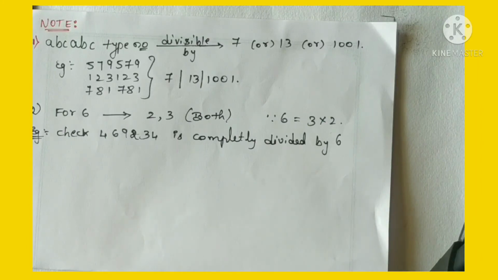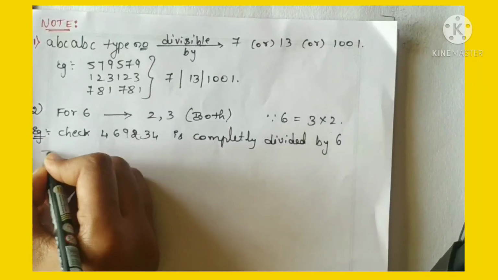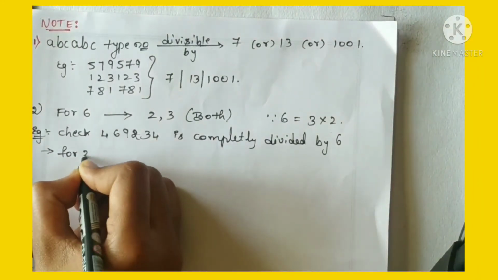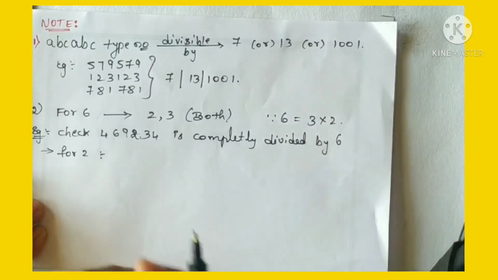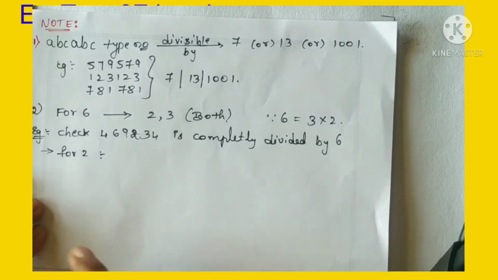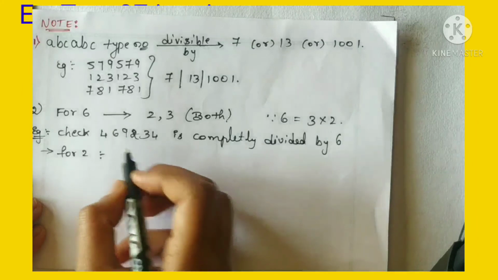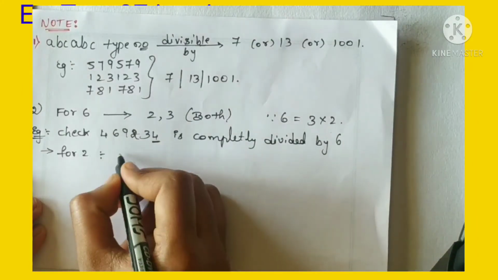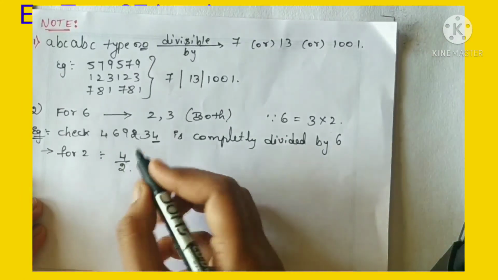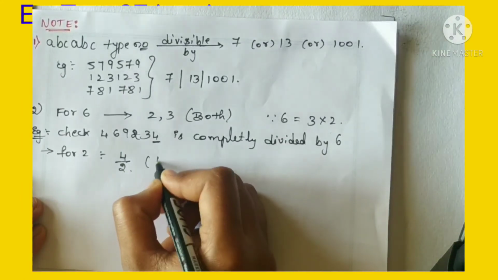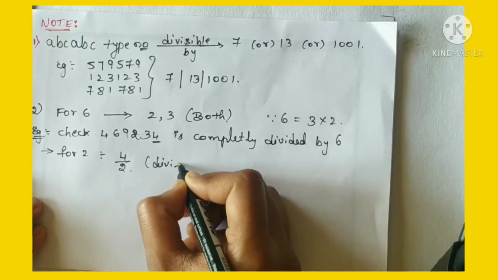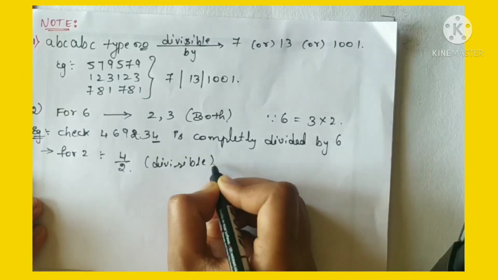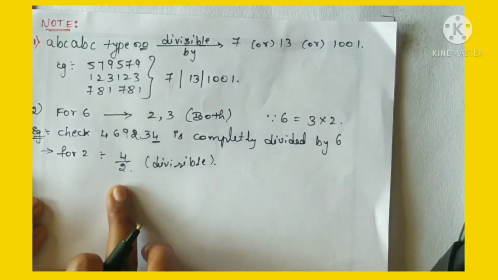For this, the given number must satisfy the divisibility rule of both 2 and 3. First we check for 2. What does the divisibility rule say for 2? We have to consider the last digit. The last digit of this given number is 4. So 4 is divisible by 2. Yes, it is divisible, so the divisibility rule of 2 is satisfied.